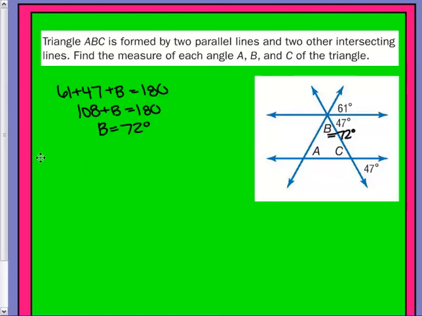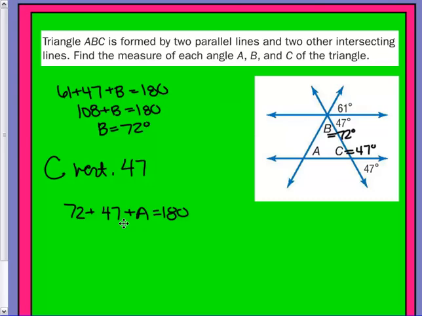Okay, what do we know about c? We know that c is a vertical angle with 47, which means that c has to equal 47. And now what do we know? We know a triangle equals 180. So if we take b, or 72, plus c, or 47, plus a, we should get 180.